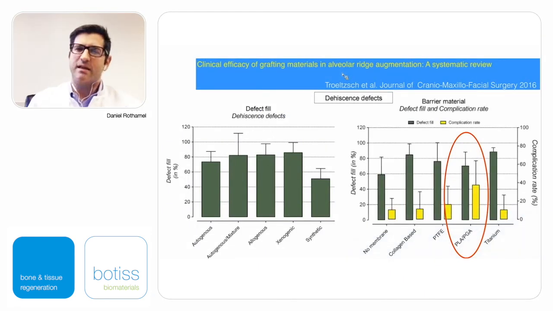And we can also see this when we look at the Troeltsch paper again. When we look at the barrier material PLA and PGA, we see that they have kind of acceptable defect fill, still lower than the collagen-based barrier materials, but a much higher complication rate. So I wouldn't recommend to use absorbable polylactide or polyglycolide membrane just to avoid the need of secondary operation for the removal of the membrane.